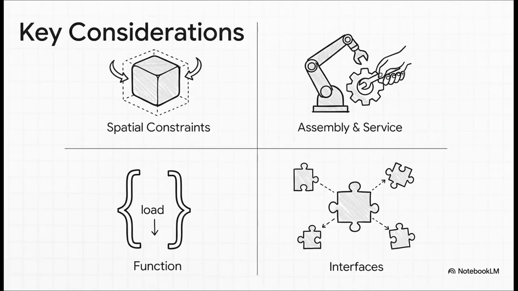So as you're sketching out these different ideas, you should have a few key questions running through your head. First up, spatial constraints. Pretty simple. Will it physically fit in the space it needs to go? Second, assembly and service. Can a person actually put this thing together? And, just as important, can they take it apart to fix it later? Third, function. How does the shape I'm drawing affect its performance? Its strength, its stiffness. And finally, interfaces. How does my part connect to everything else around it?